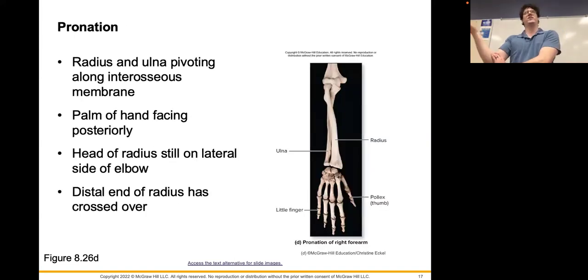But as you pronate your hand, that is to say, as you twist your hand to face palm down, the head of the radius is going to spin.